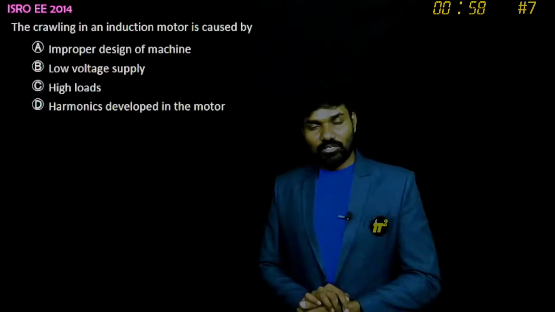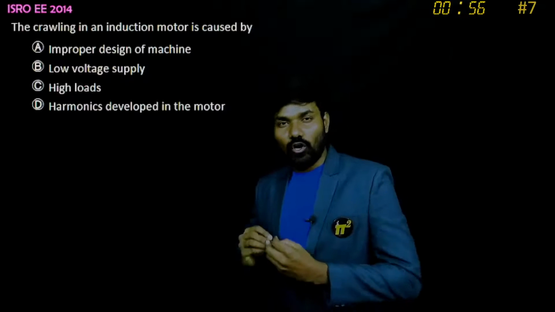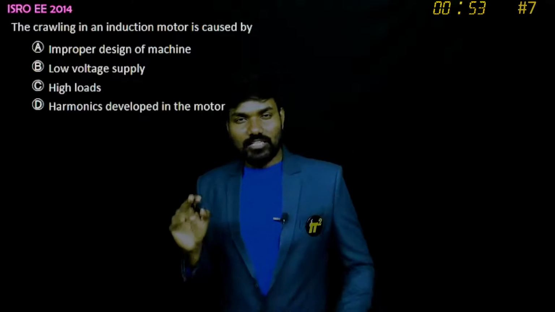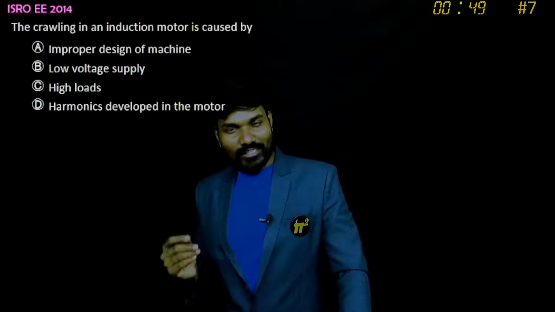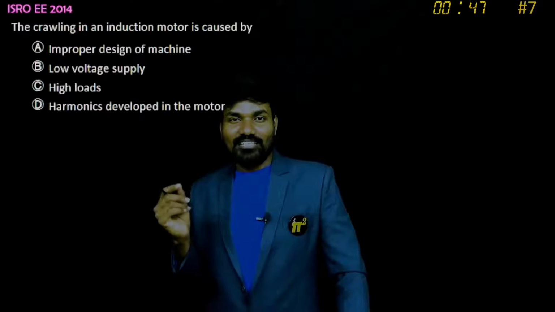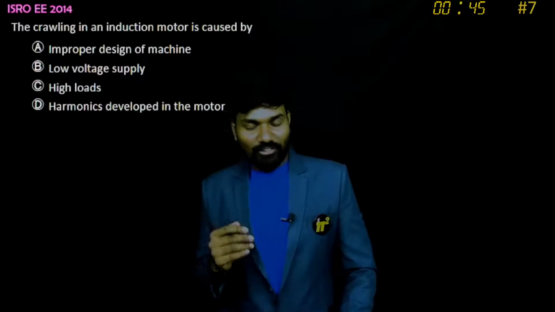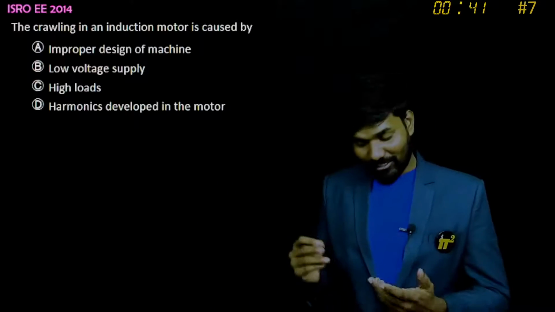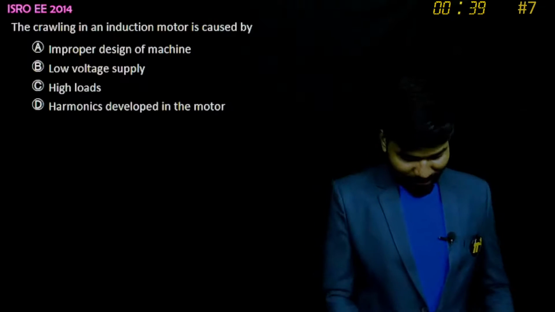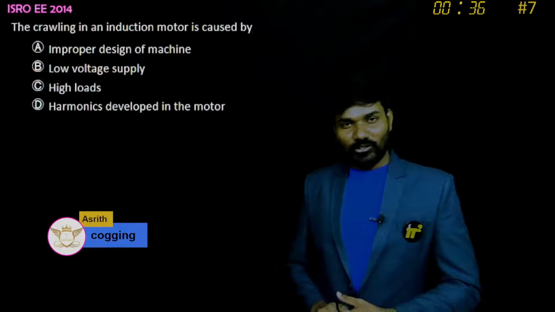So the point is, what's the point here? It is said crawling. See, two aspects are there. What's the other aspect? What's the sibling? What's the friend of this crawling? There is one more term in the case of induction machines that starts with C. What is that C? I mean, the other one which starts with C. Yes, absolutely, Ashrit.